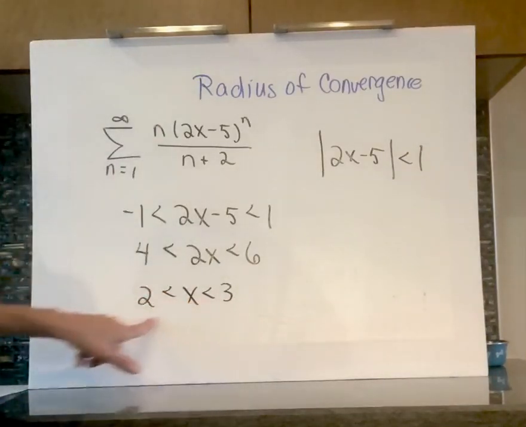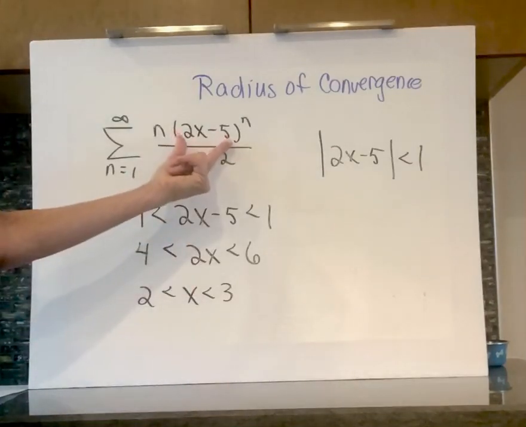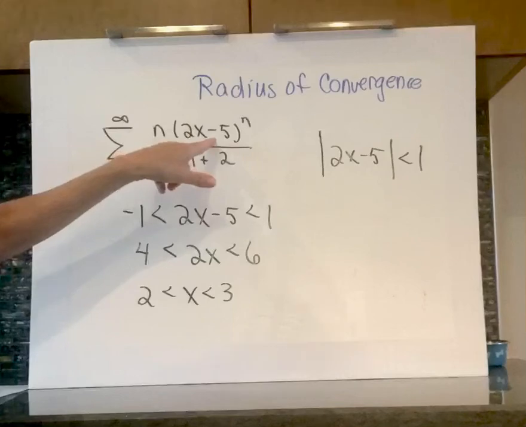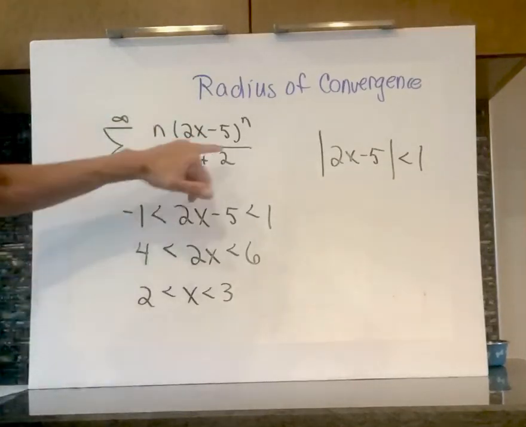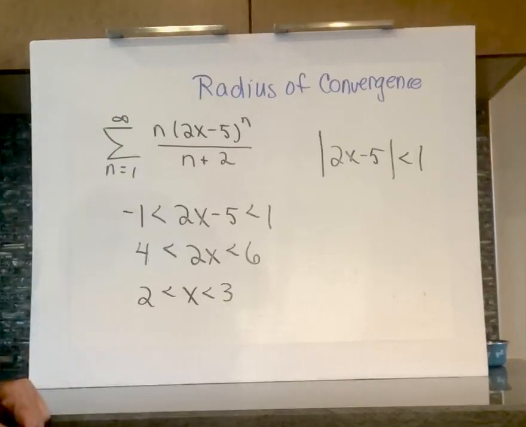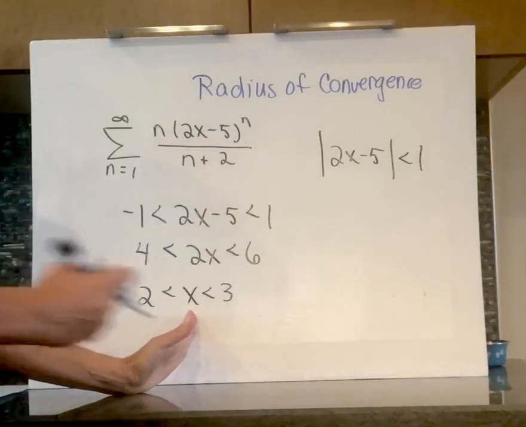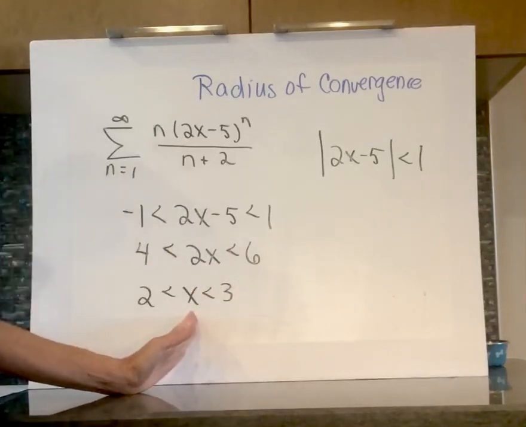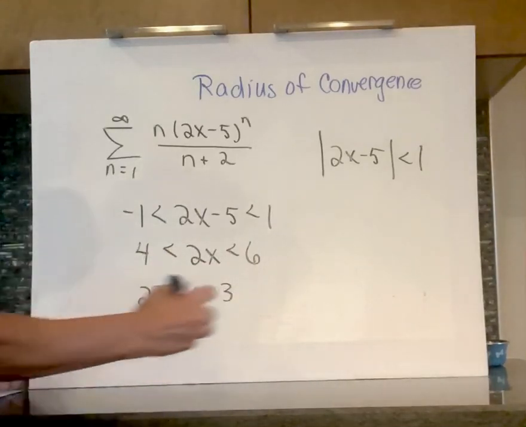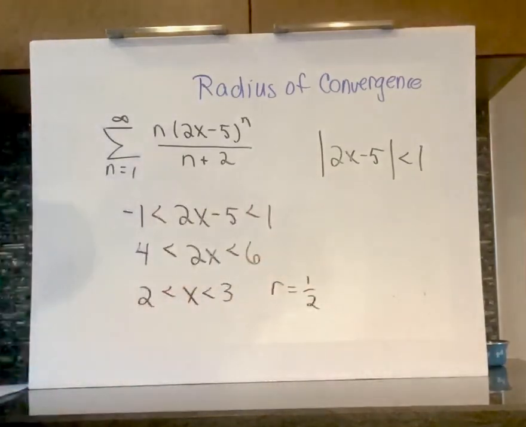The middle of my interval here is the number 2.5. Look over here, 2x minus 5. That's telling you that you're centered at 2.5. If you just take your parenthesis and set it equal to 0, you'll get 2.5 as an answer. So if I'm centered at 2.5 and I go out to 3, or I back up to the number 2, my radius is equal to 1/2. And that's how you find your radius of convergence.